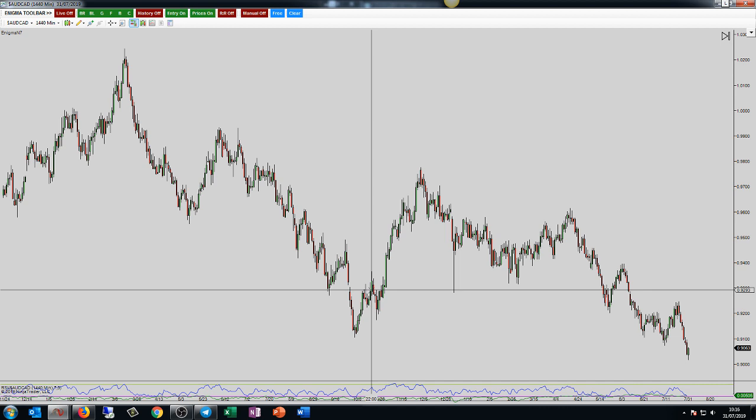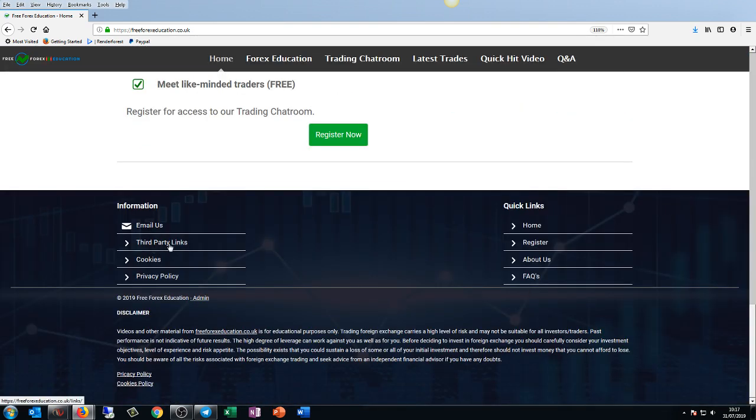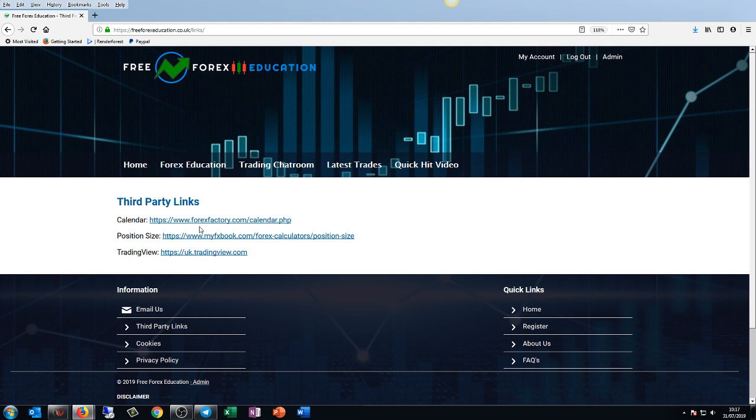Jamie says FX Book has a great tool to calculate position size for anyone that doesn't know. Yeah, I did put a third party link onto the website. I'll just bring it over so you guys can see it. Where did I put it? Okay. So if you scroll to the bottom, to the left here, third party links, you can use the calendar. So you've got the Forex Factory calendar, you've got position sizes, which is my FX Book.